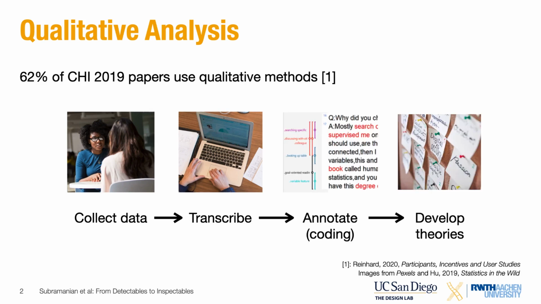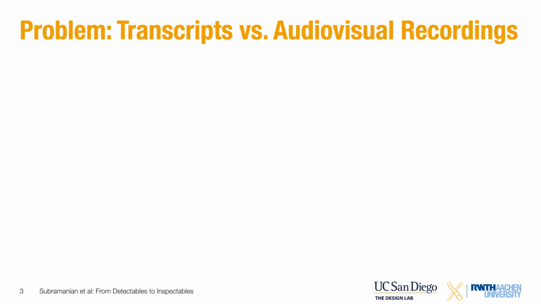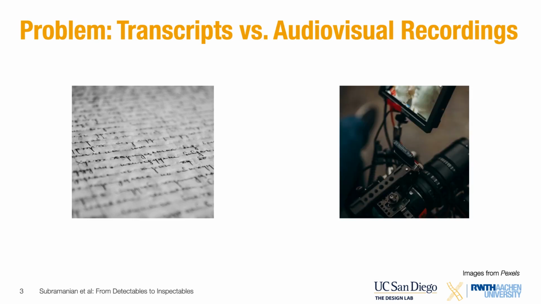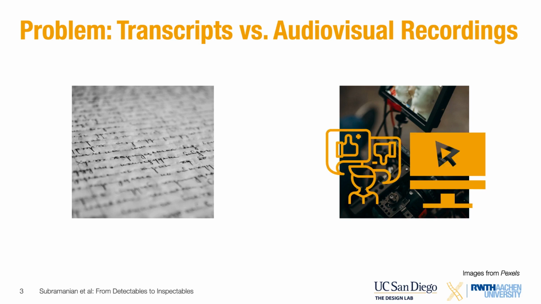Let's look at transcription more closely. Transcripts are used because text as a medium is easier to search and navigate than audiovisual data. However, transcripts cannot capture the rich information about user behavior, emotions, and interaction from audiovisual recordings. Therefore, researchers may need to analyze the recordings directly, which can lead to inefficient workflows.